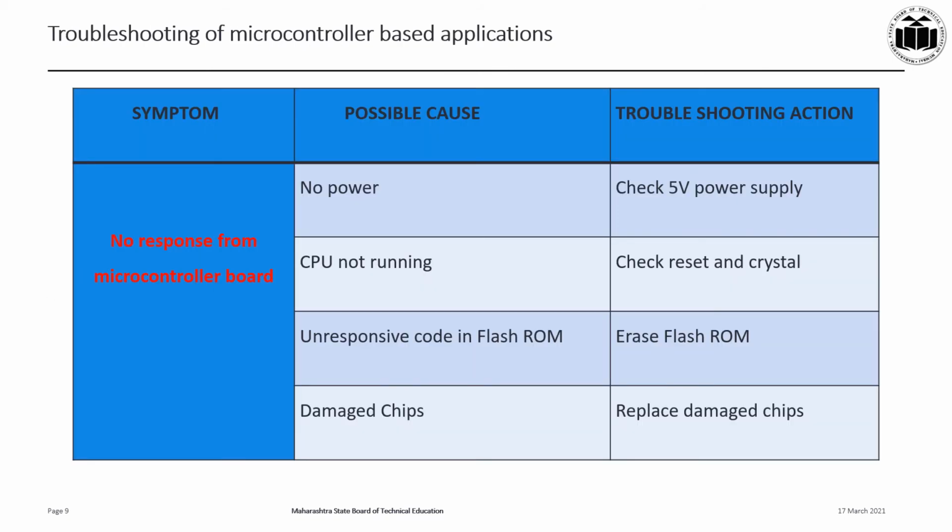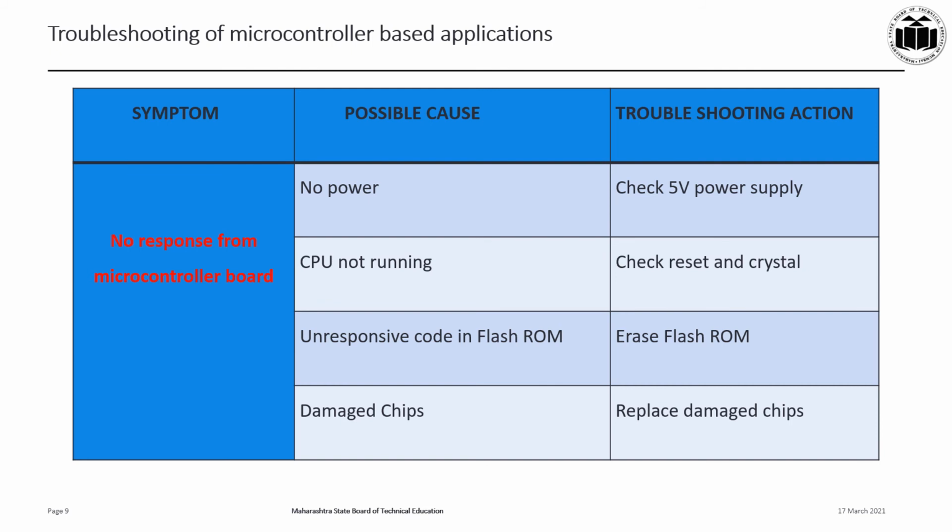Now to troubleshoot a microcontroller based application, the first symptom we look for is whether the microcontroller board is responding properly or not. If you find that there is no response from the microcontroller board, what could be the possible causes? First cause can be no power. That means the power supply block is not supplying the required voltage or current to the microcontroller board. So what do you do to troubleshoot this fault? Check the 5-volt power supply first.